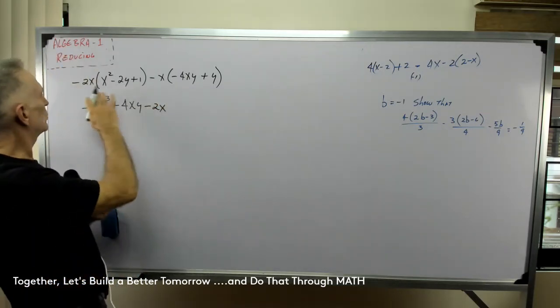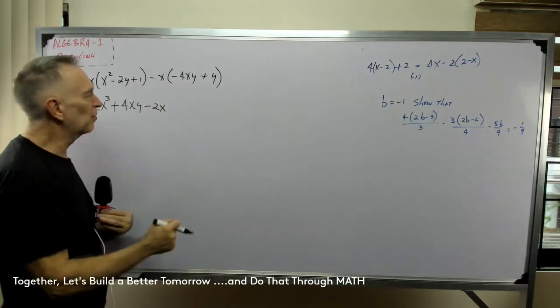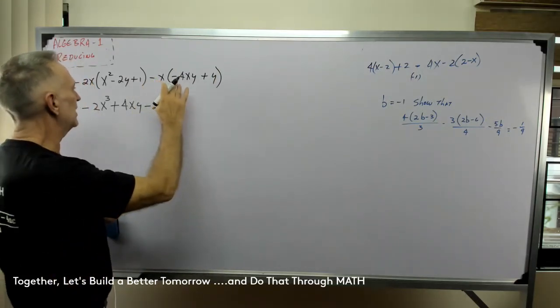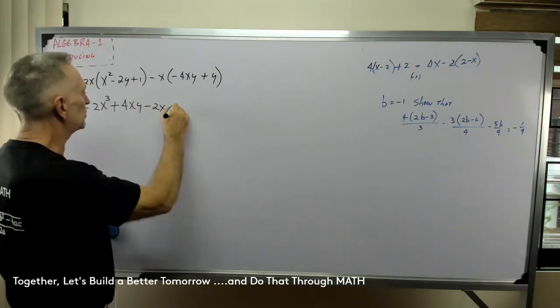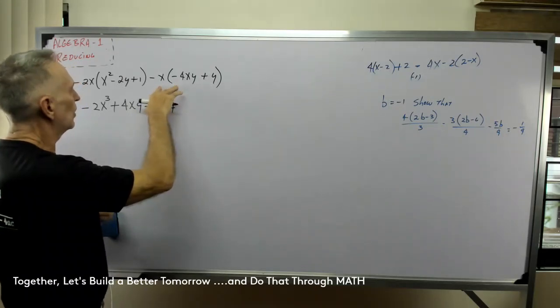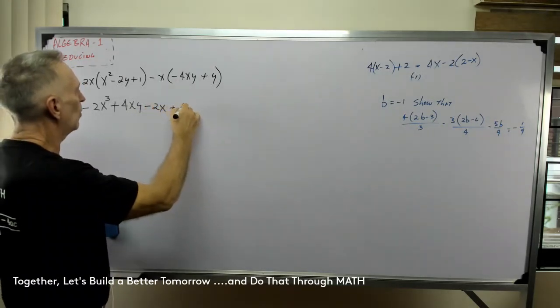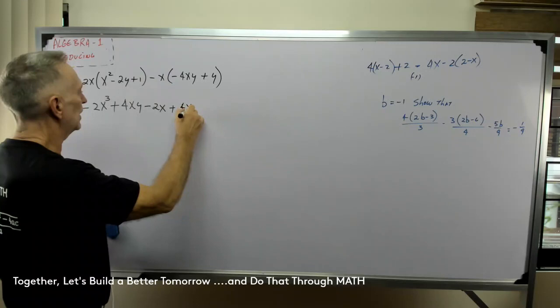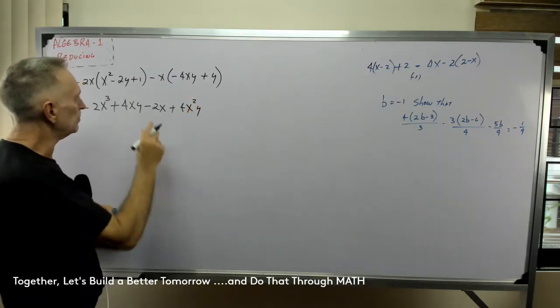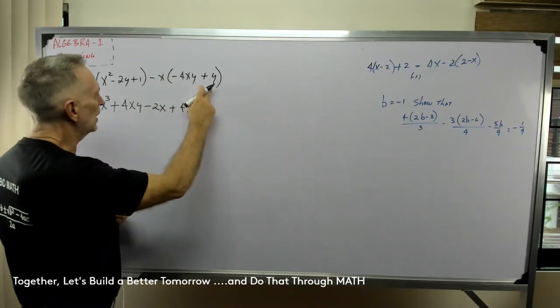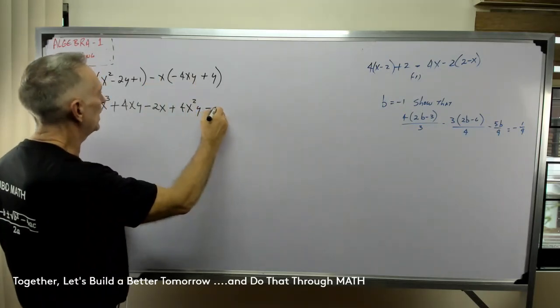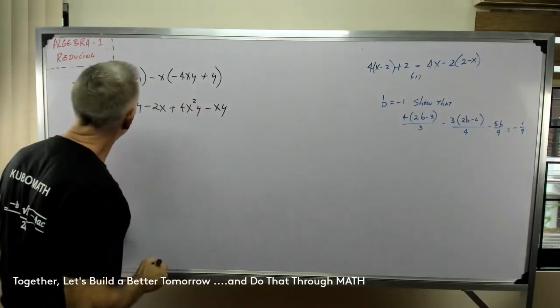Hey, let's do the same. Let's just jump right in with this one. Negative x times negative times negative is positive. So I have positive 4x times x is x squared, or x to the second power, times y. Negative x times positive y gives me negative xy.